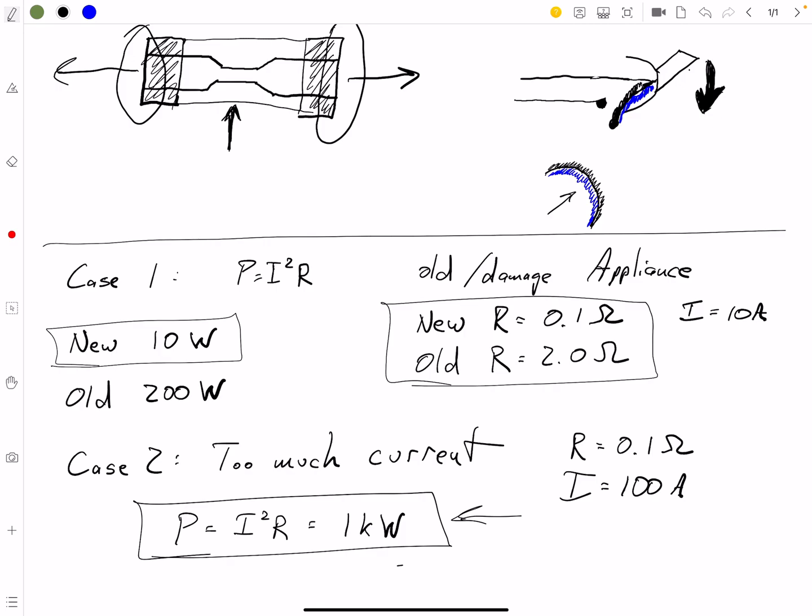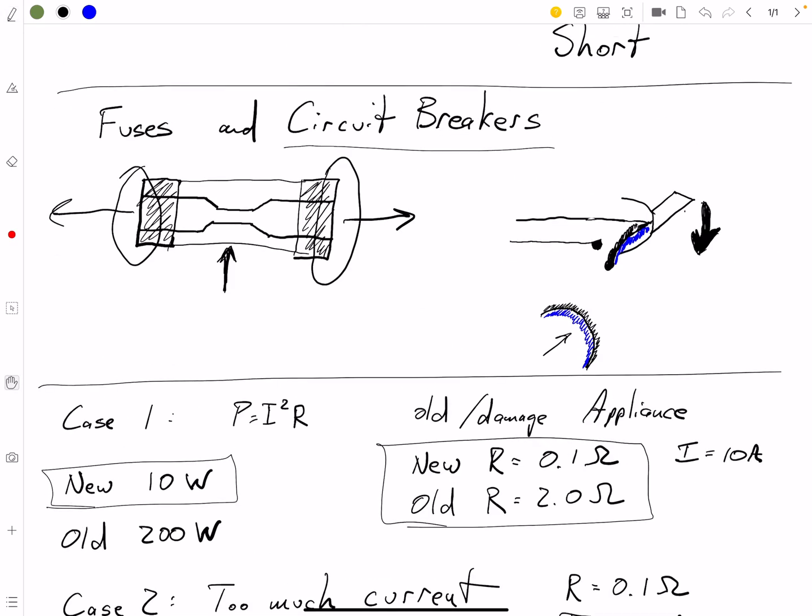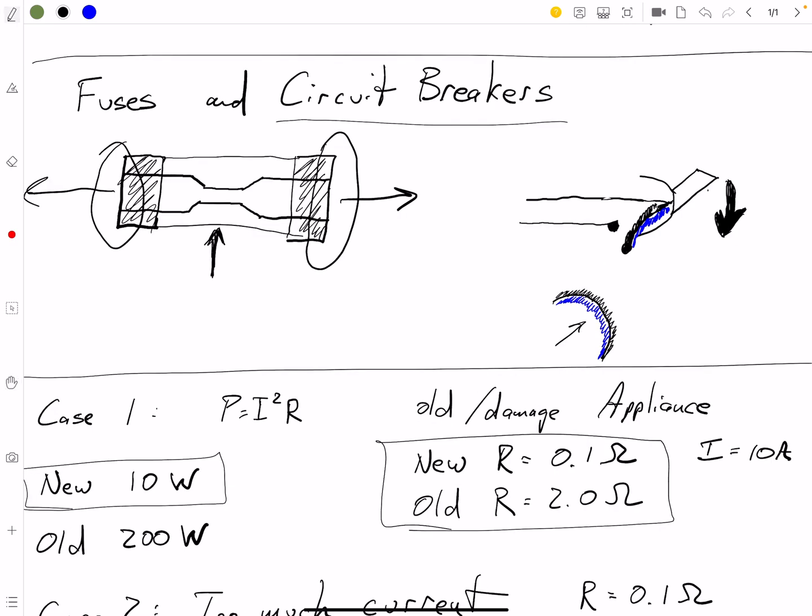So fuses and circuit breakers allow us to keep this from happening, right? These objects won't allow more power than we're supposed to have go through them. I should say current, right? Current limited.